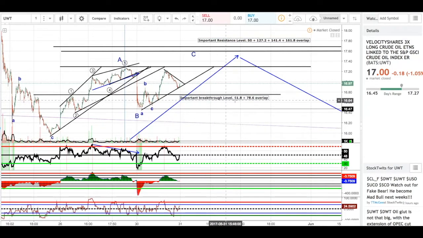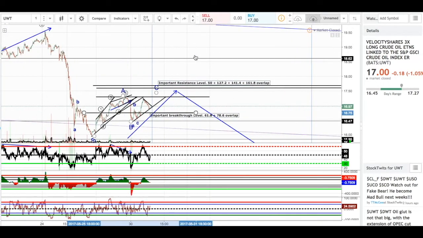It's an important breakthrough level right here because I've got a 61.8 and a 78.6 on different time frames overlapping here on this black line I have drawn right here, and it looks like we did break that today. However, we weren't able to break it convincingly, and we just set in an ABC and moved on upwards. So tomorrow I think that we're going to reach our C.